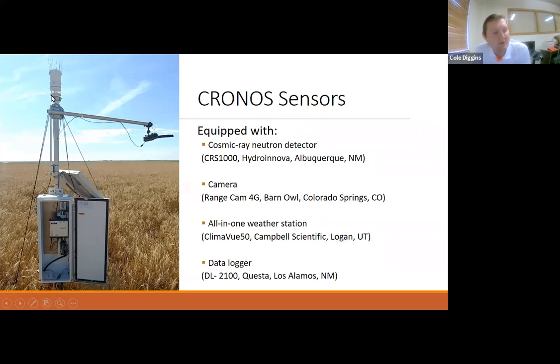This is also known as an ATMOS 41. We use it to collect a multitude of atmospheric variables. And then the neutron detector is this long thing behind the data logger. Our data logger is provided by Questa, and we use it to collect the cosmic ray neutron data and the ATMOS 41 data to send it to our server in near real time every hour, or we shoot for every hour anyway. And the camera here has its own internal cell modem, sending us pictures every couple of hours between 900 and 1700.